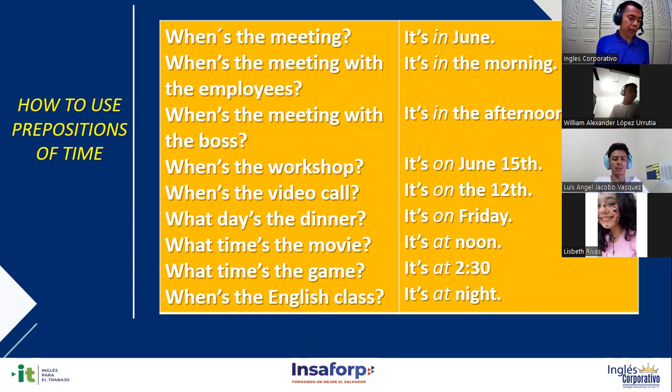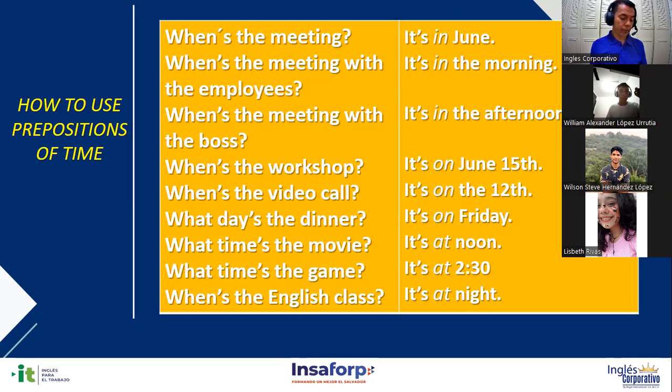Okay, very good. Now, we're going to practice the pronunciation. Let me see. Wilson, can you help me, please? You make questions 1, 2, and 3, and William, please. Wilson, make the questions. William, make the answer, right? Questions 1, 2, and 3. Ready? Come on. Yes, with William. Okay.